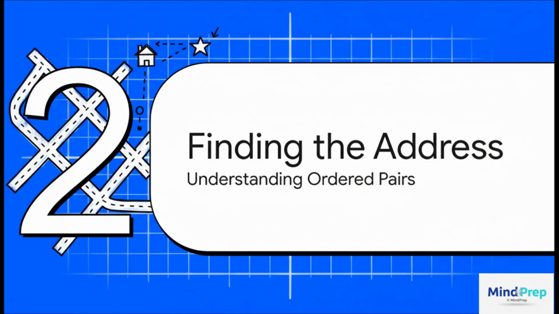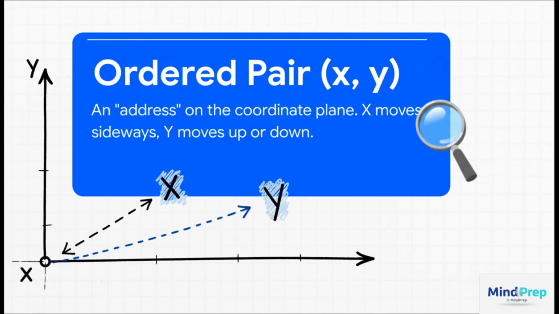Okay, so we've got our main roads. Awesome. But now, how do we describe a specific spot? You know, like a particular house or a cool landmark on the map. For that, we're going to need an address system. Well, in math, these addresses have a name, ordered pairs, and they always look just like this, a number for x and a number for y, inside parentheses.